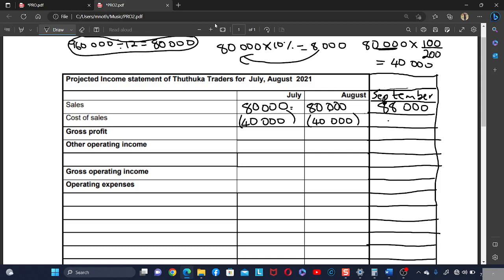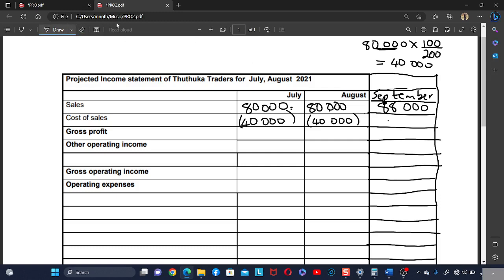Obviously, for these two, they will be the same. And then for September, so the sales for September, they're different. So therefore, let's do their calculation for September. So September, it is 88,000 times 100 over 200, which is going to give you 44,000. That is 44,000. So when you take this and this, it is going to give you a gross profit of 44,000. Gross profit of 40,000. Okay.